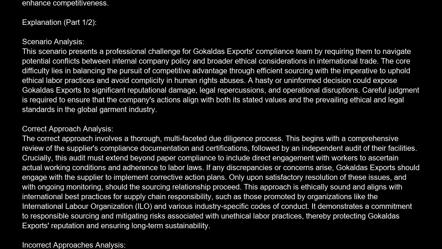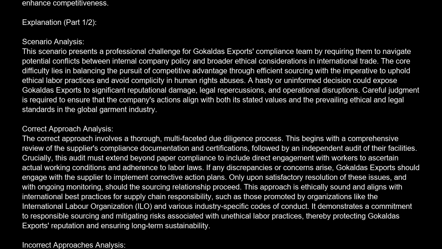Correct approach analysis. The correct approach involves a thorough, multifaceted due diligence process. This begins with a comprehensive review of the supplier's compliance documentation and certifications, followed by an independent audit of their facilities. Crucially, this audit must extend beyond paper compliance to include direct engagement with workers to ascertain actual working conditions and adherence to labor laws. If any discrepancies or concerns arise, Gokaldas Exports should engage with the supplier to implement corrective action plans. Only upon satisfactory resolution of these issues, and with ongoing monitoring, should the sourcing relationship proceed.